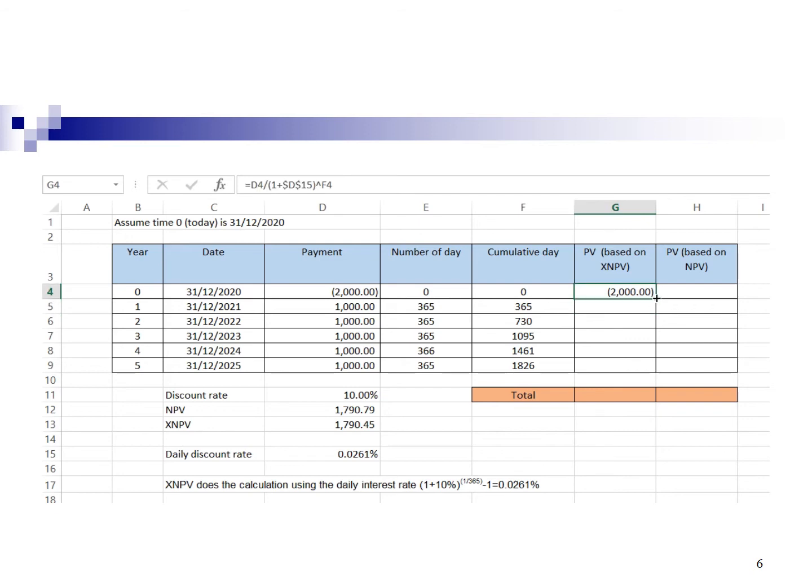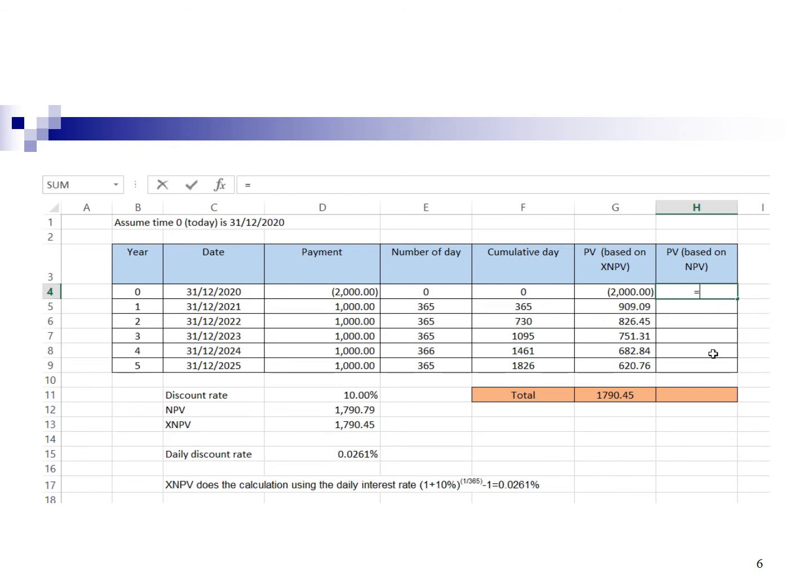I'm going to put my cursor here and drag all the way down to obtain the rest of the cash flow. After that, I'm going to total all the cash flow. I'm going to type equal SUM, open bracket, and highlight all the cash flow. Close bracket, enter, and this is the value for net present value. This value is the same as the value calculated with the XNPV function. I'm going to do the same here to calculate the present value based on NPV.